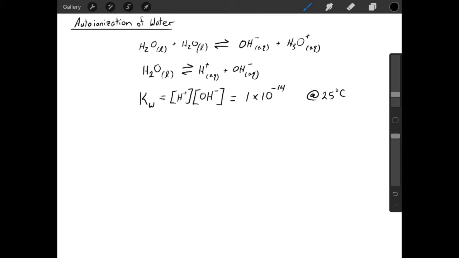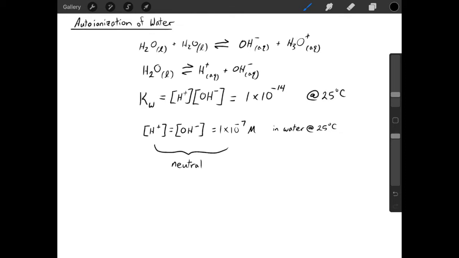And what this means is, in any sample of water at 25 degrees Celsius that's at equilibrium, you're going to have H plus ion concentration and OH minus concentration being equal and multiplying to give you 1 times 10 to the minus 14. And those ion concentrations, because they're equal, both need to be 1 times 10 to the minus 7 molar. So a sample of pure water at 25 Celsius, where the ion concentrations are 1 times 10 to the minus 7 molar, with these conditions, you have a situation that's known as neutral.